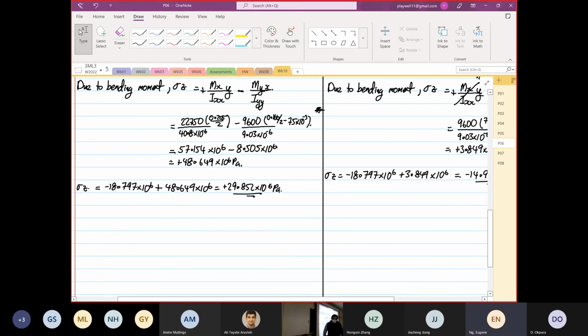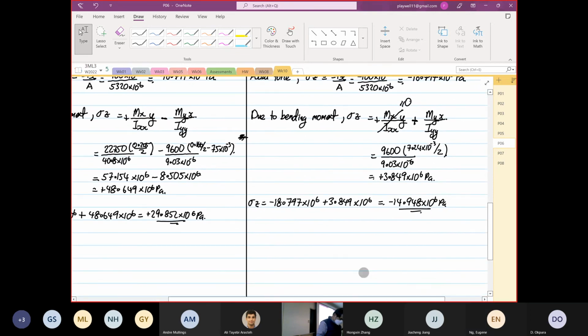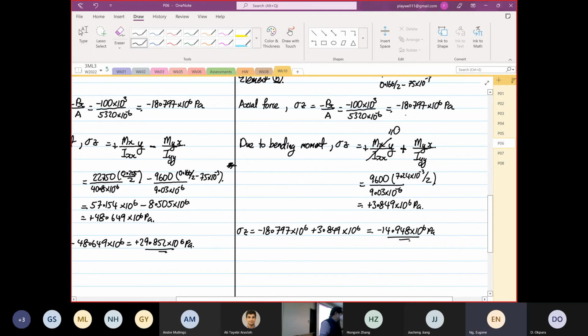Where is 18.797? This one. That's the axial load.